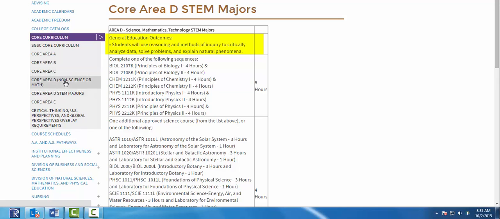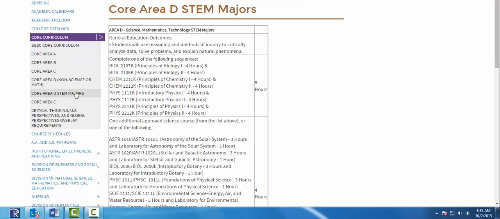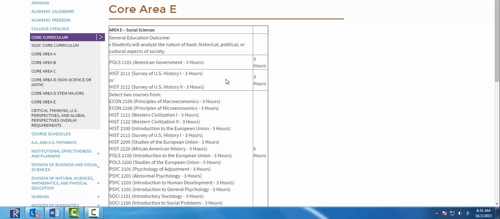If we look at the outcome, it's basically the same. In fact, it is the same in every respect. So in terms of tying learning outcomes to their various areas, there's no difference between this outcome for STEM majors and non-STEM majors. For core area E, you see one learning outcome.